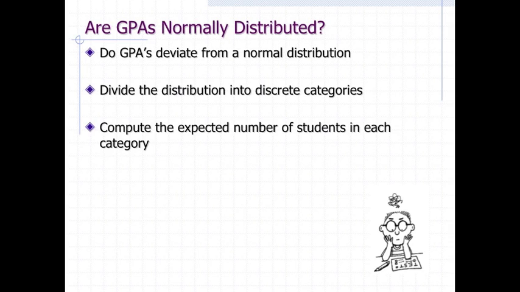A common use of the chi-square distribution is to test whether a distribution deviates from normality. In this example, we test whether the variable University GPA in the SAT and college GPA case study deviates significantly from normal. The first step is to divide the distribution of GPAs into discrete categories. Then, the number that would be expected in each category is computed assuming the distribution is normal. Then, chi-square is computed based on the differences between the expected and the observed frequencies.